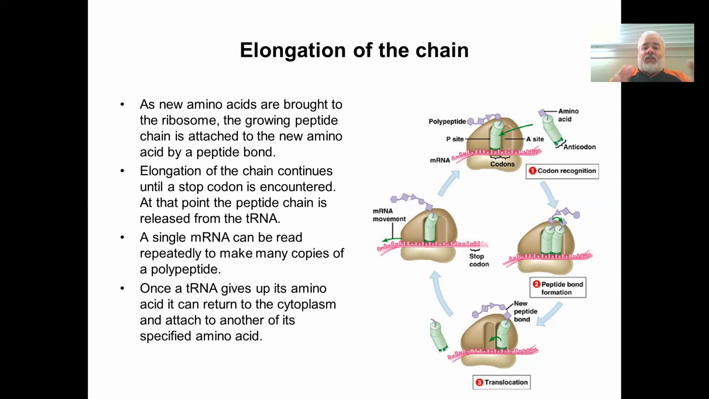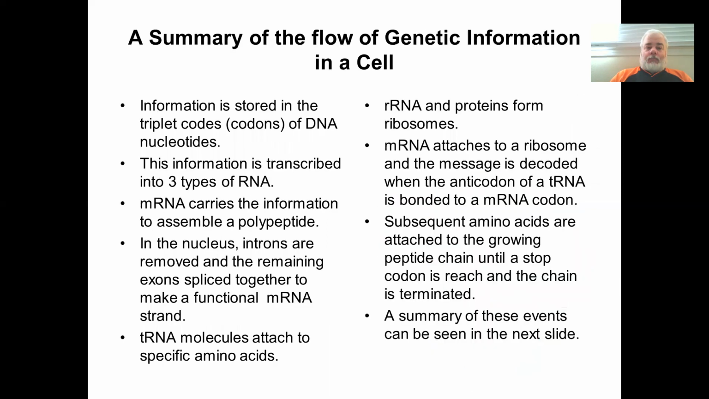And this whole process on this screen is all about translation, because you're going to a whole new language. You're translating from the language of nucleic acids, the AUGC language, into these chains of 20 amino acids. So information is stored in the triplet codes of DNA, the codons in the DNA. This information is transcribed into 3 types of RNA.